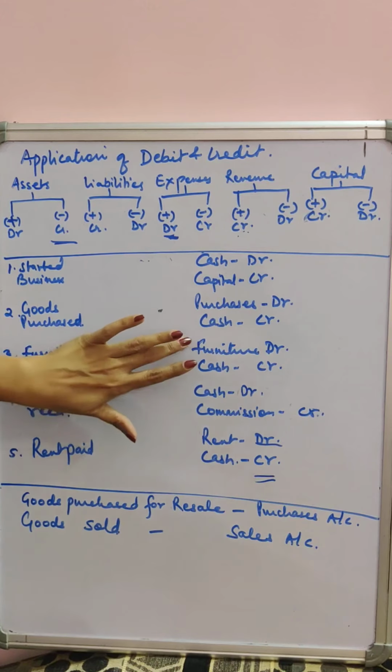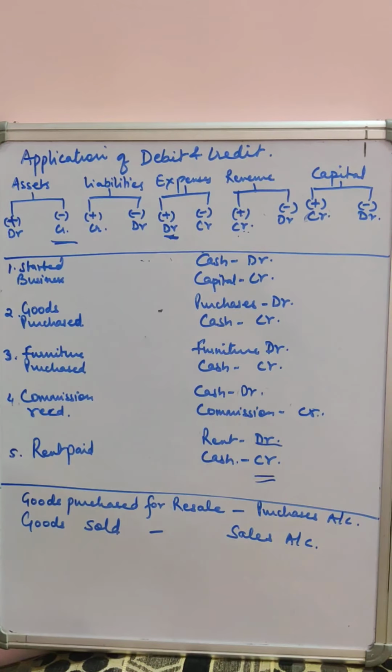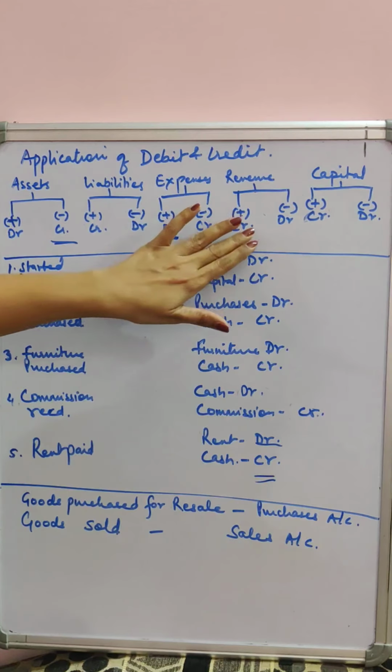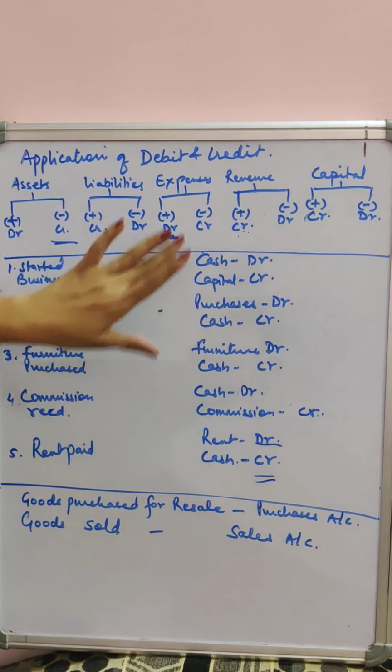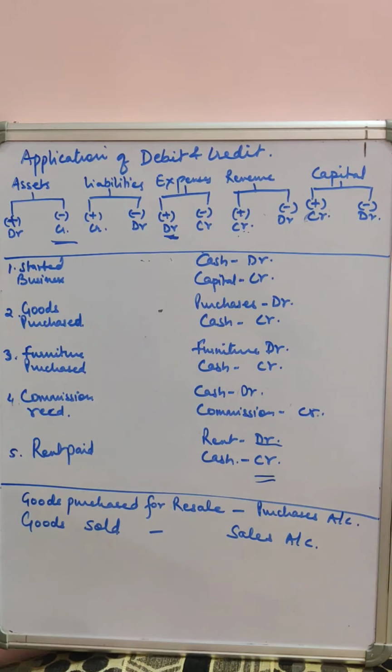Furniture purchased. Here two things, furniture and cash, both belong to the asset. Commission received, cash and commission. One is revenue, another one is asset. Rent paid, one is an expense and another one is an asset. So accordingly you are going to do the rest of the 5 cases that I am going to give you as an assignment.